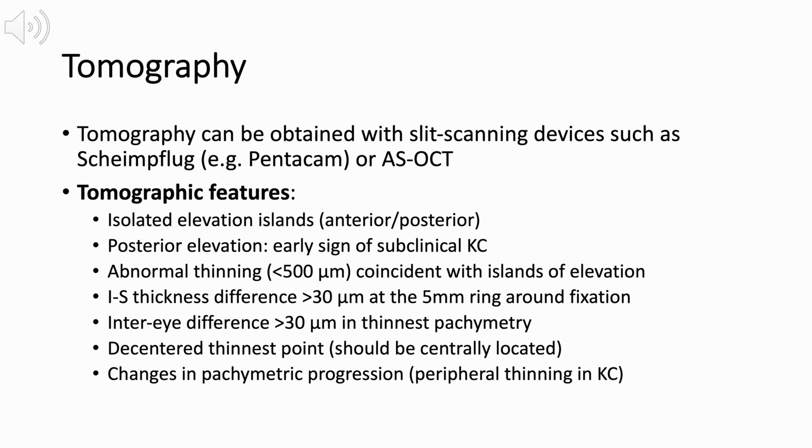In a normal cornea, this should be centrally located. A decentered thinnest point, typically inferotemporally, is concerning for keratoconus. Finally, tomography helps us track changes in pachymetric progression, where we often see abnormal thinning in the periphery in keratoconus patients. Together, these tomographic findings allow us to detect early disease, confirm clinical suspicions, and monitor progression over time.